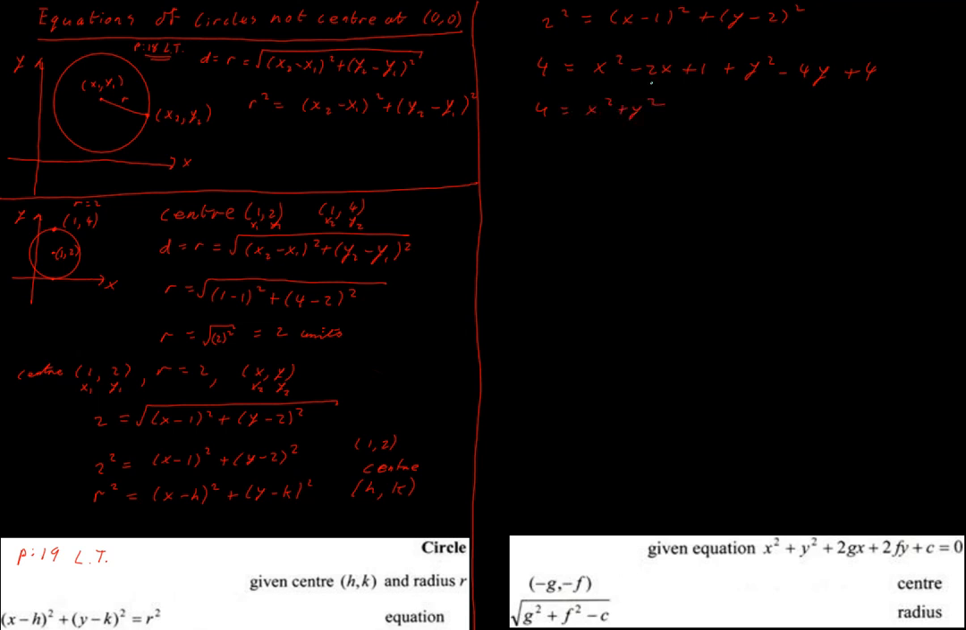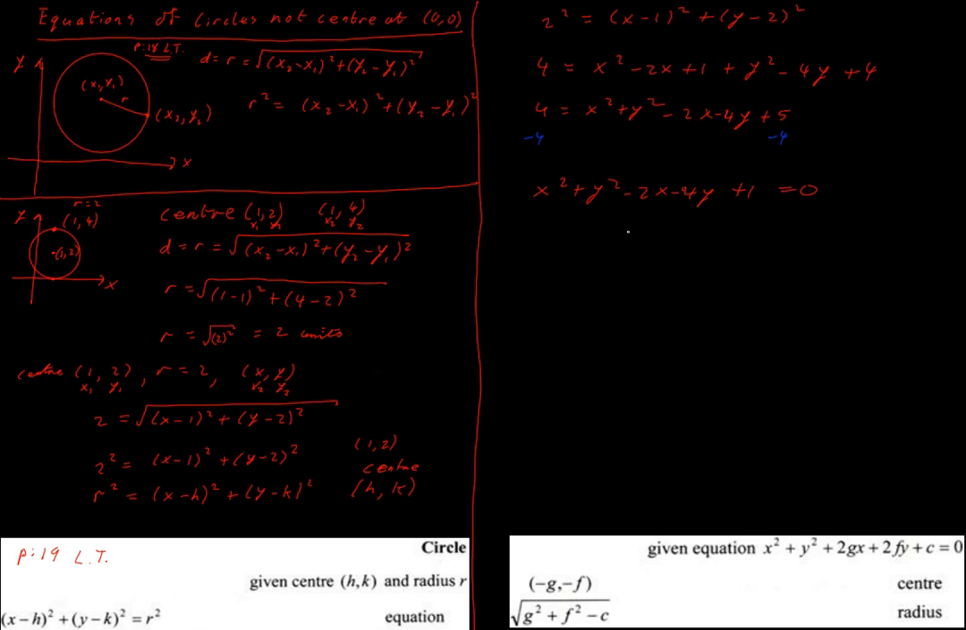Squared plus y squared minus 2x minus 4y plus 5. And I know that I want to have everything equal 0 because I can see where I want to end up here. So rearranging this, minus 4 from both sides, I end up with x squared plus y squared minus 2x minus 4y plus 1 is equal to 0. Now this is the other version of the circle equation.